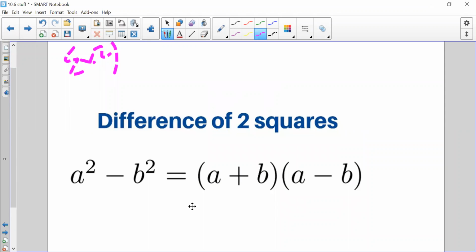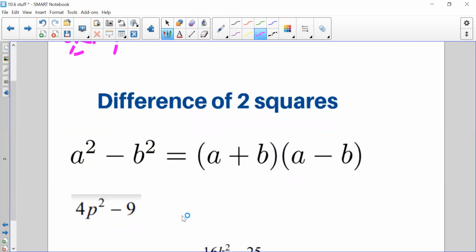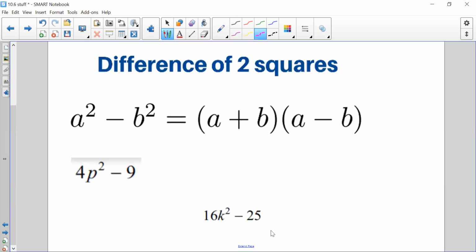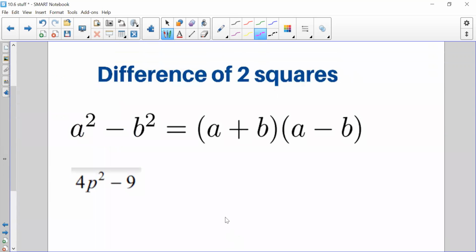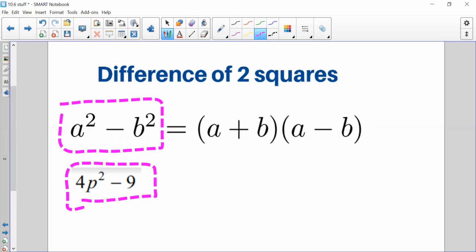Notice, does 4p squared minus 9 reflect this pattern? It does. It's a difference, remember difference means subtraction, of two squares. A squared minus b squared. I just have to rewrite this as a squared and this as b squared.